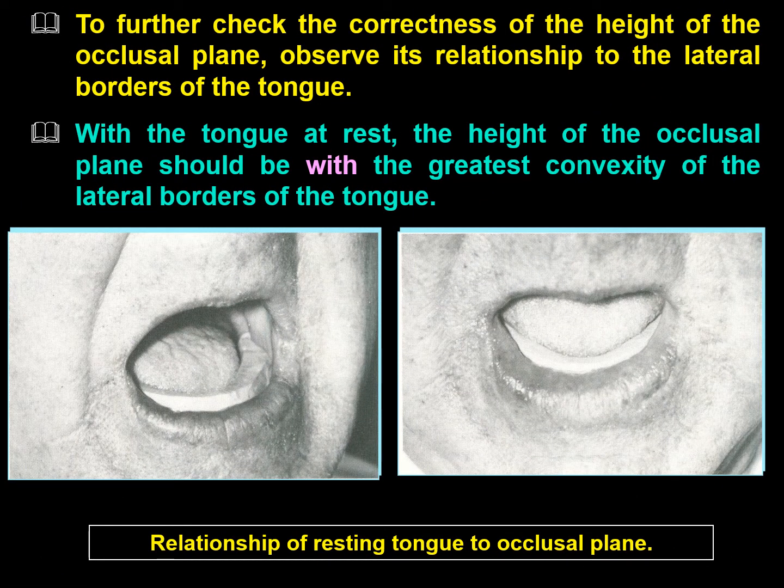To further check the correction of the height of the occlusal plane, observe its relationship to the lateral border of the tongue, like that. With the tongue at rest, the height of the occlusal plane should be with the greatest convexity of the lower border of the lateral border of the tongue. So check it in the patient's mouth. The height of the occlusal surface of the occlusal plane should be with the greatest convexity of the lateral borders of the tongue.